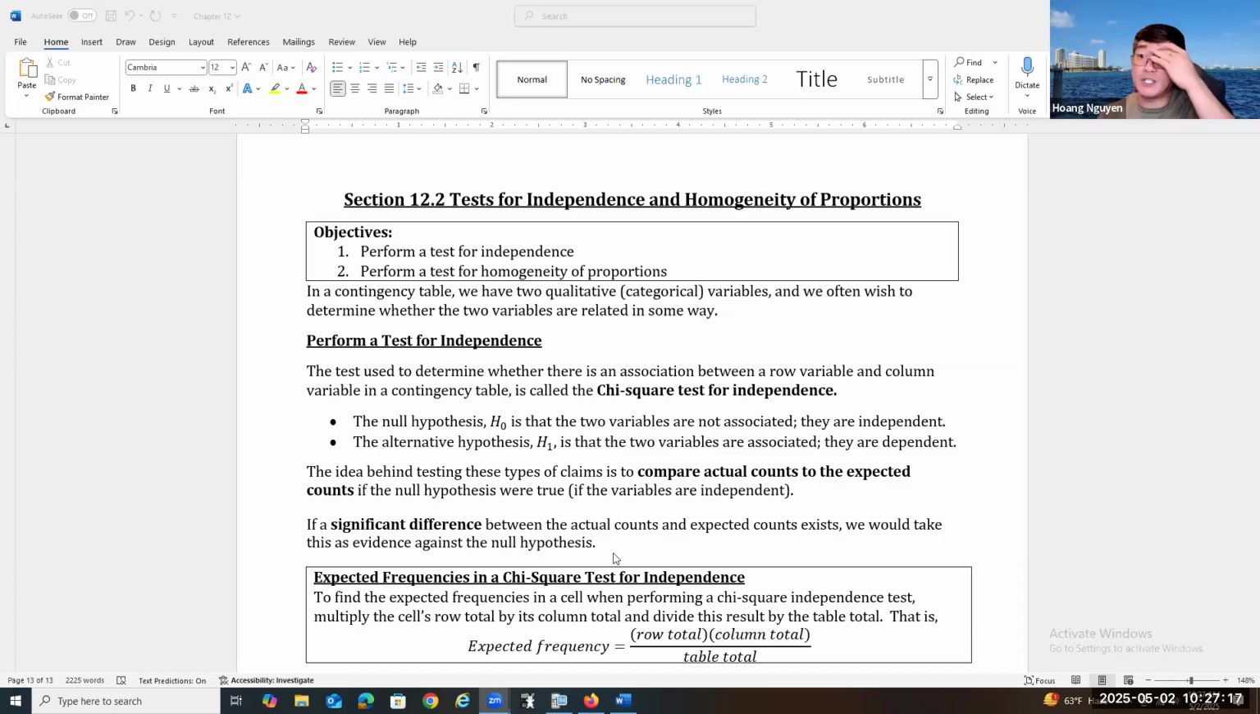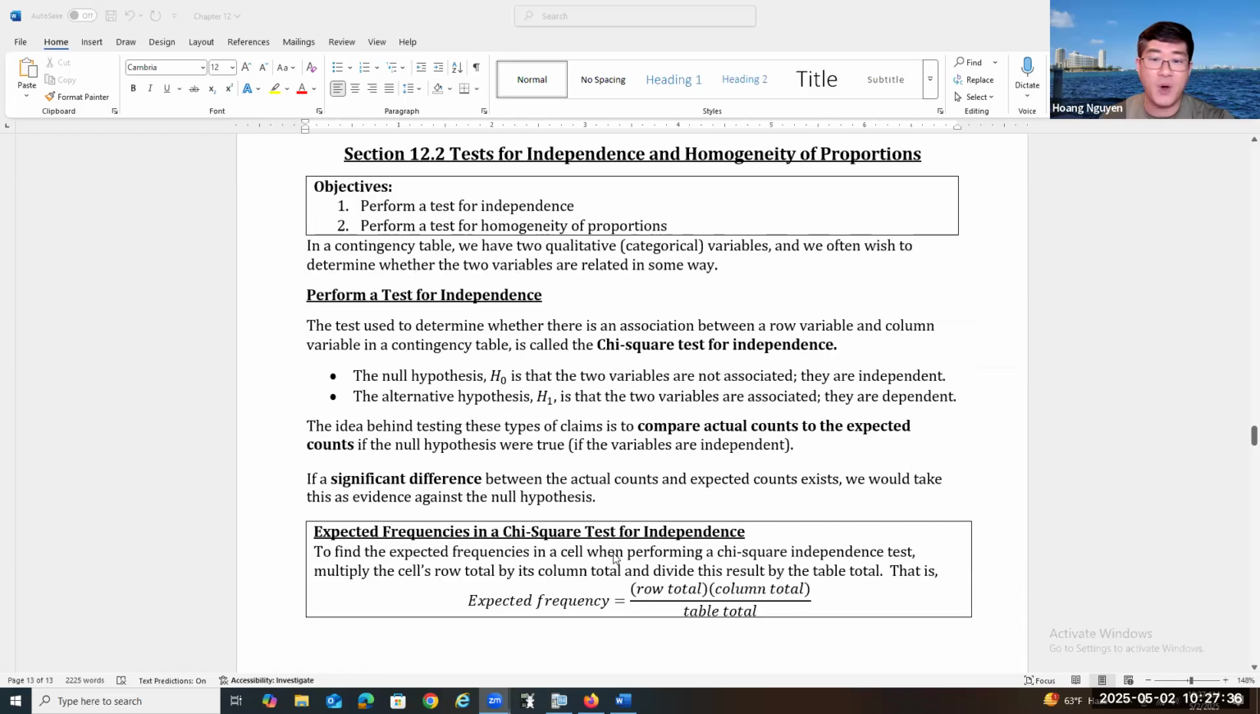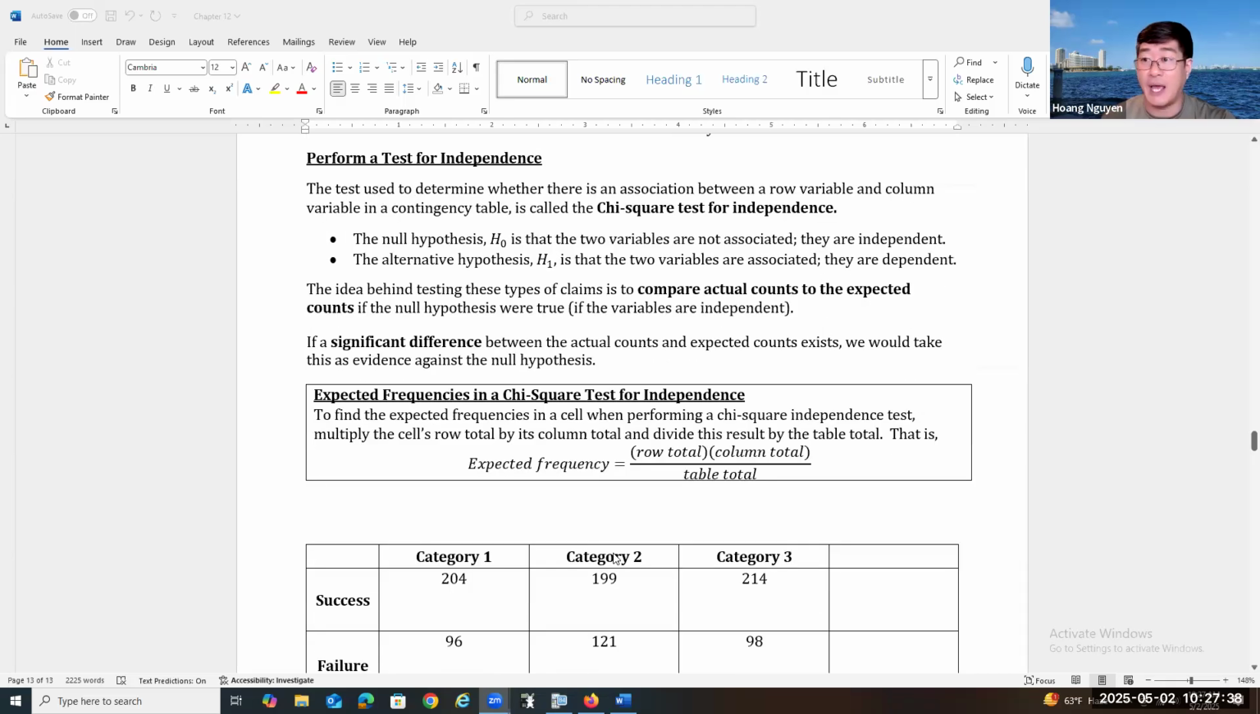So we compare the difference between the observed and expected. The observed is the value that we actually have from the sample, so that should be easy; the question should give you the observed. Now, based on the observed, how are we going to calculate the expected so we can compare them? This is the formula that we use for the calculation of the expected frequency in a chi-square test for independence.